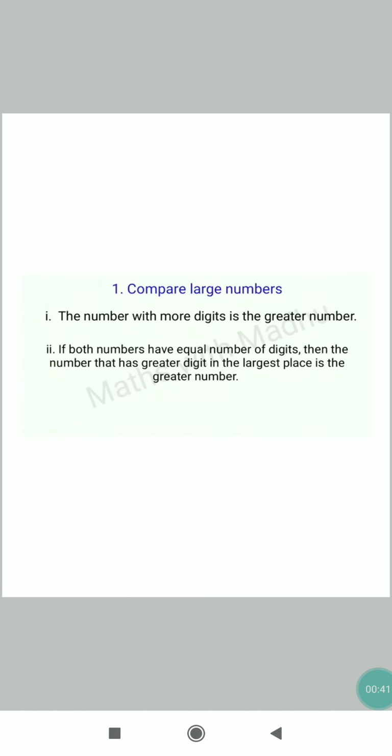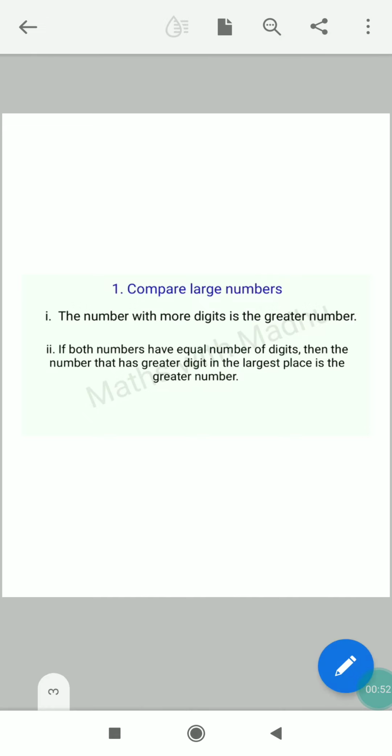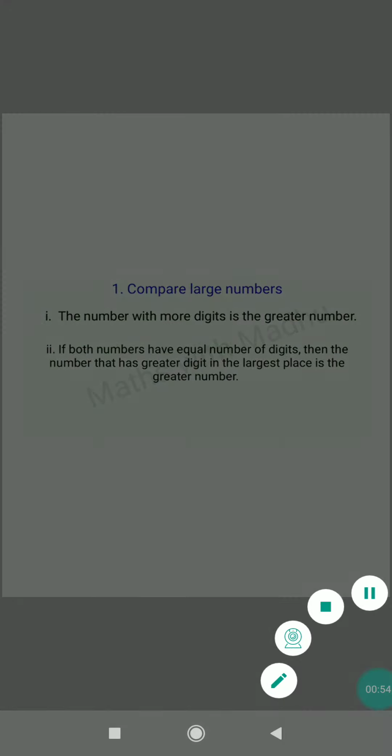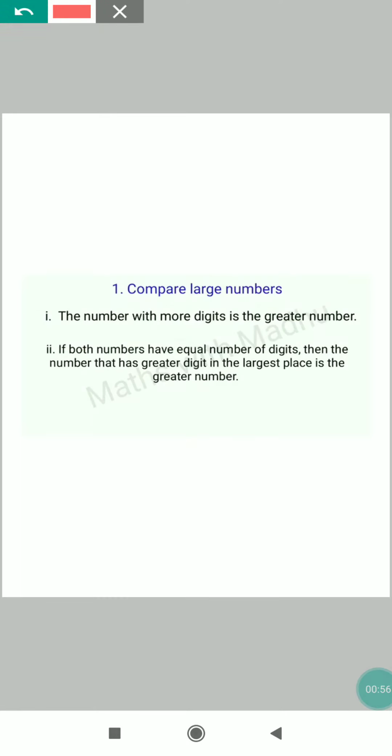See, students, when we are comparing any numbers, we just see over here what the statement is saying. It is saying that the number with more digits is the greater number. The number with more digits is the greater number.